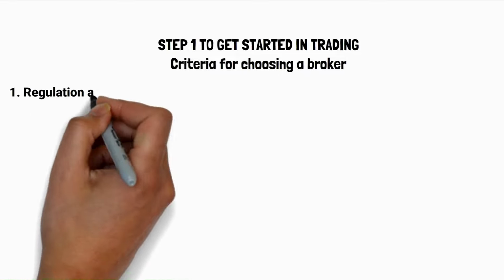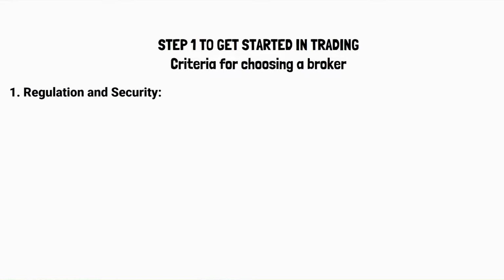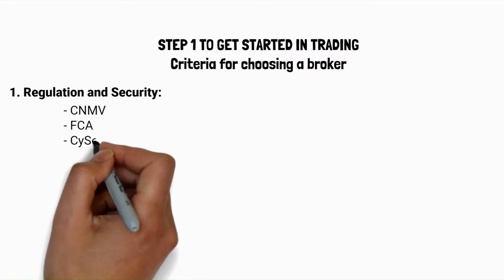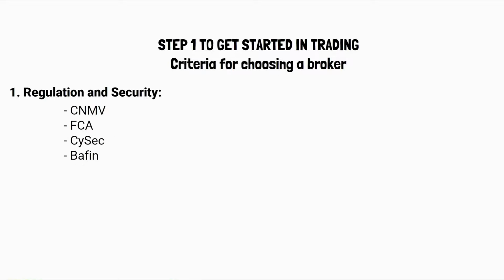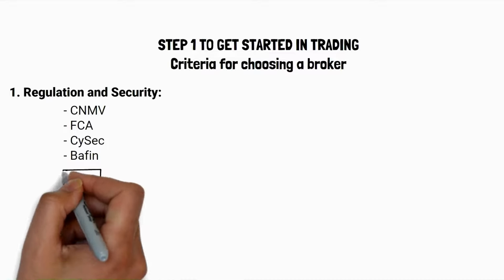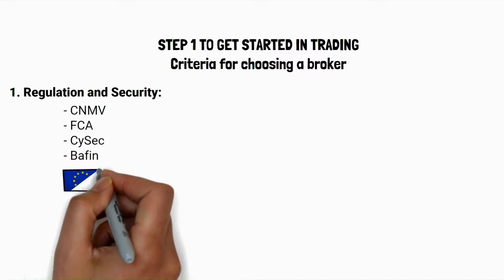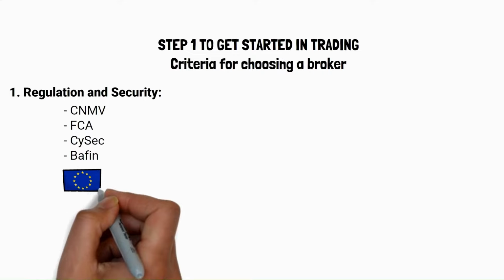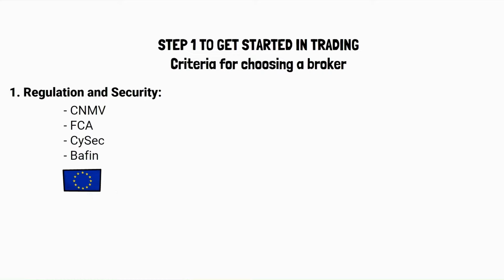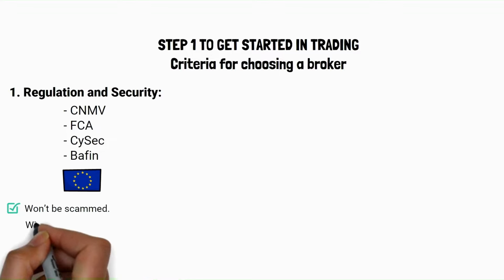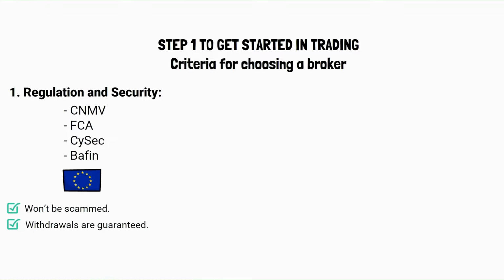1. Regulation and security. If the broker is regulated by the CNMV, FCA, CySEC, BaFin, or any similar European Union regulatory body, that broker already offers a level of security. Even if you're trading from Latin America, this ensures you won't be scammed, that your withdrawals are guaranteed, and that in the unlikely event of bankruptcy, your capital is protected.